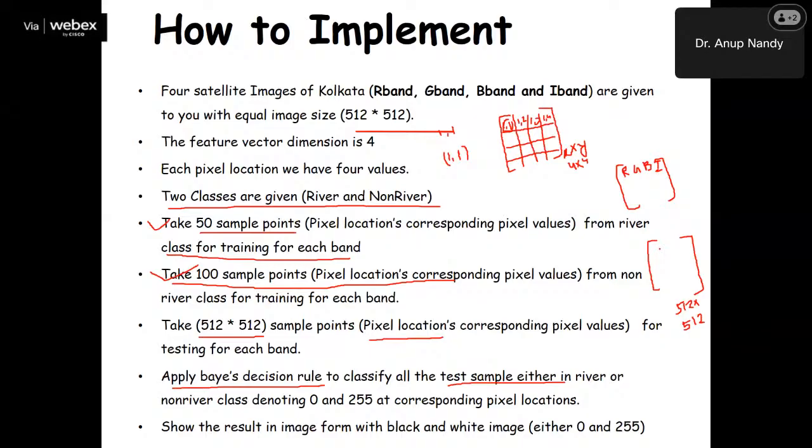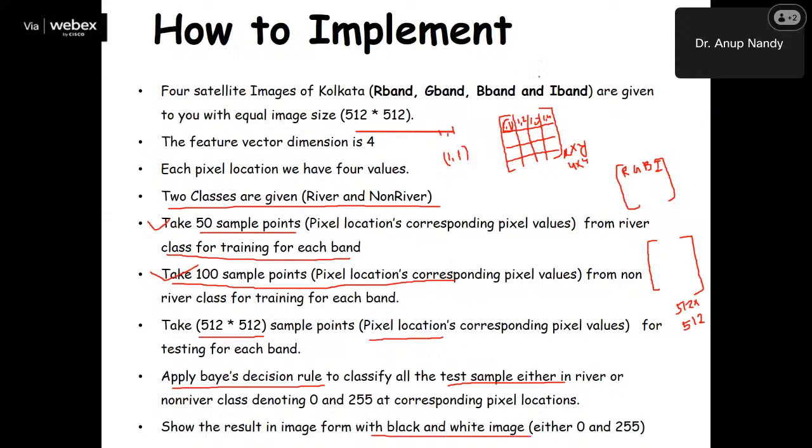If it does not belong to the river class, then put it as the non-river class. And if it belongs to the non-river class, then make the intensity value at this location 0, or make it 255, based on the class belongingness of this pattern. Then you have to show the results as a black and white image, with 0 and 255. So this is the implementation.